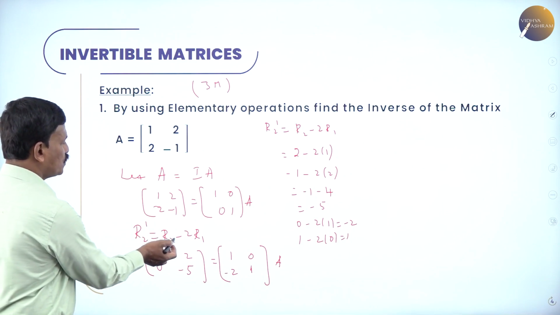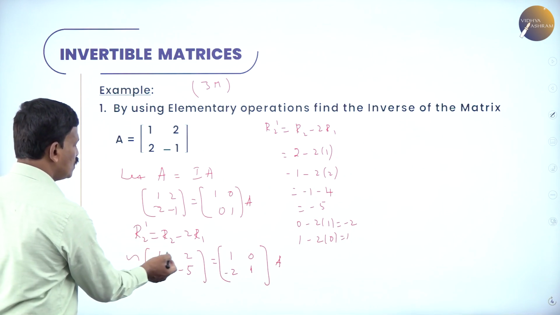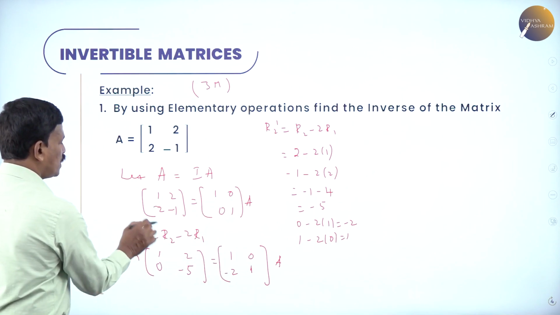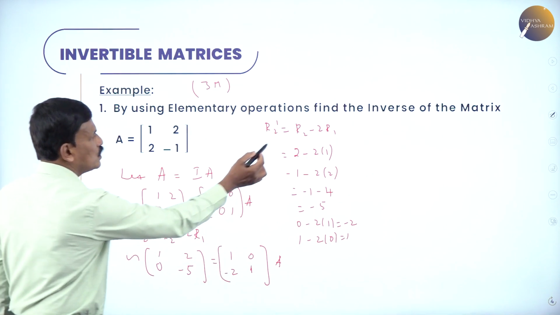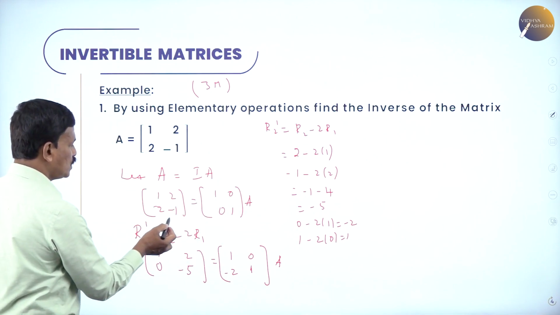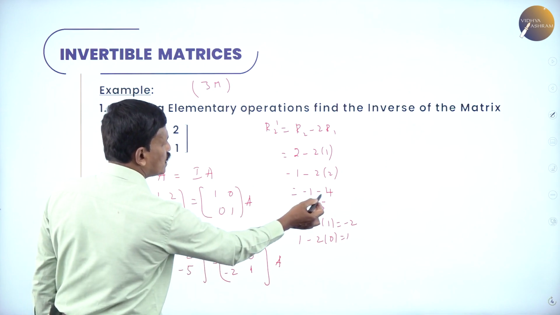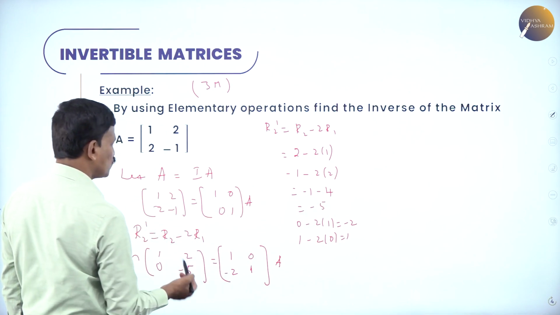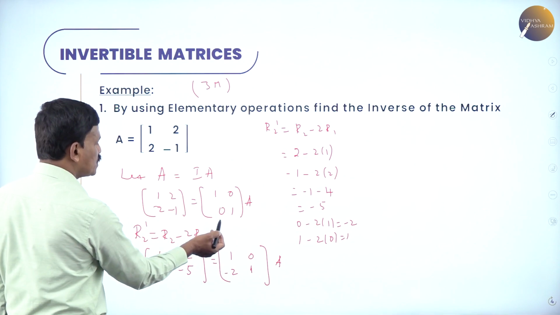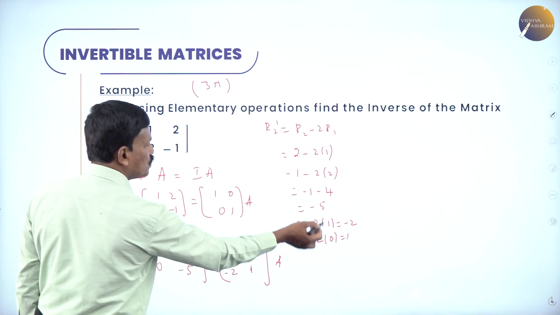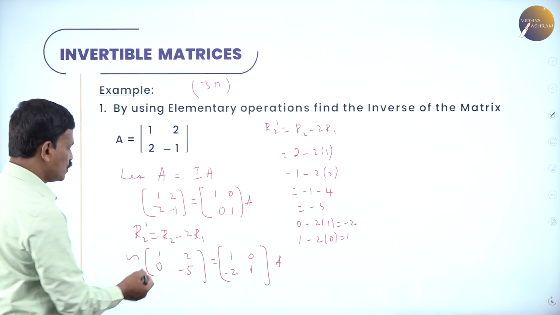So R2 dash is equal to R2 minus 2R1. The first row remains the same, 1, 2, 1, 0. Then R2 minus 2R1: 2 minus 2 into 1 is equal to 0. Again, minus 1 minus 2 into 2 is equal to minus 1 minus 4, which is minus 5. Whereas in this matrix, 0 minus 2 into 1 is equal to minus 2, and 1 minus 2 into 0 is equal to 1. Now this is 1, 0.